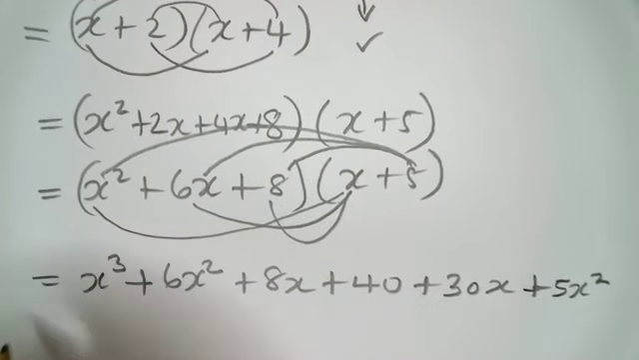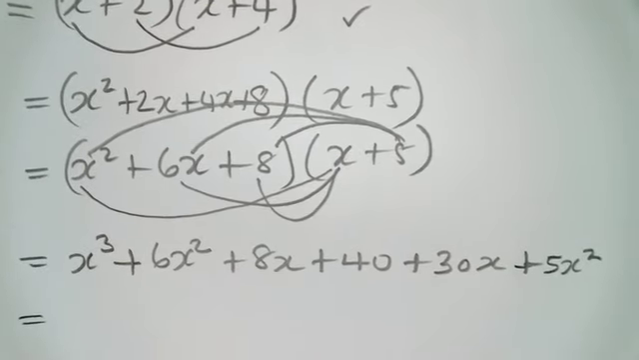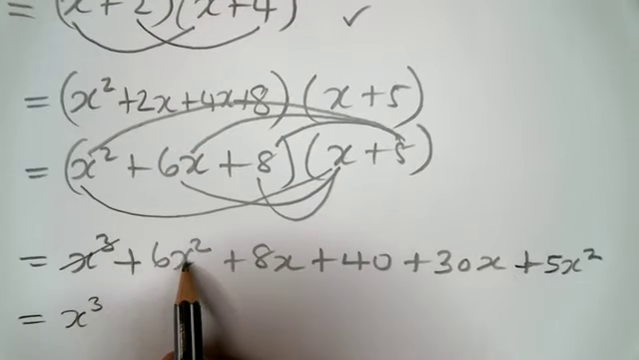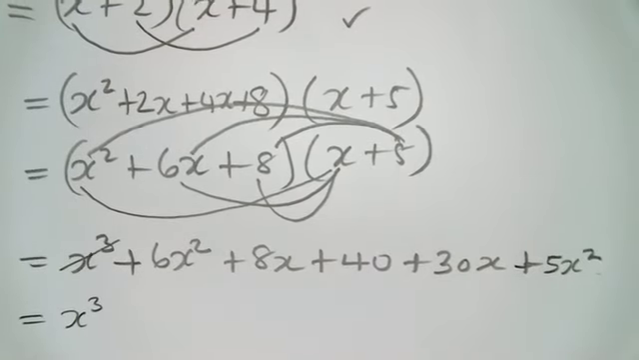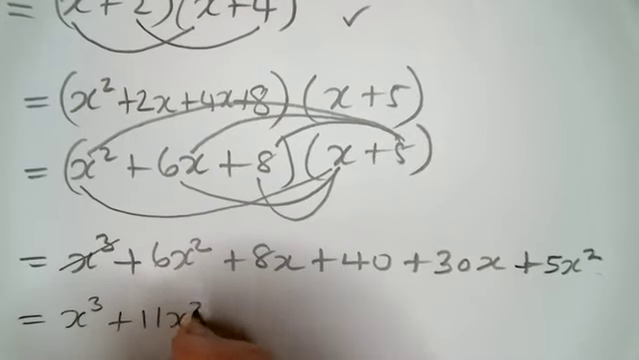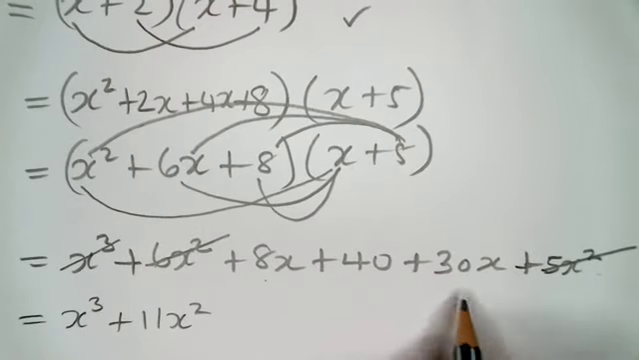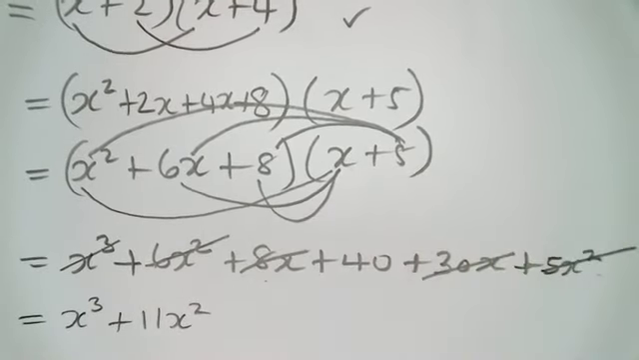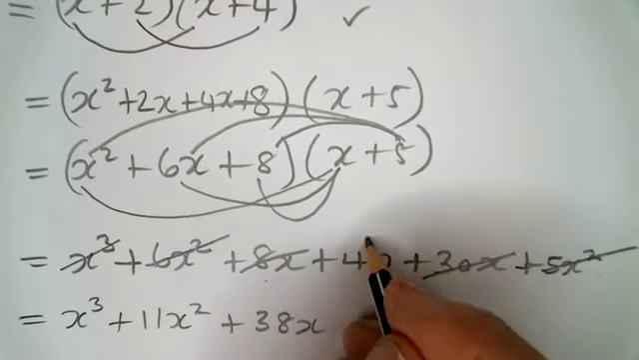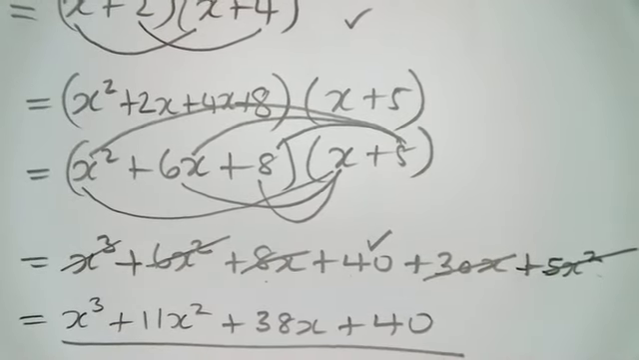All right, collecting like terms. Well, I've got an x cubed. And by the way, quite a good idea to cross these off as you do them. So I've got an x cubed, there it is. What else we got? We've got a 6x squared and we've got a 5x squared. Well, 5 and 6 is 11, so it's going to be plus 11x squared. There it is. What else have I got left? All right, got an 8x and a 30x. Well, 8x and 30x is 38x, so plus 38x. And then we've got a 40 here, so plus 40. And that there is the expansion.